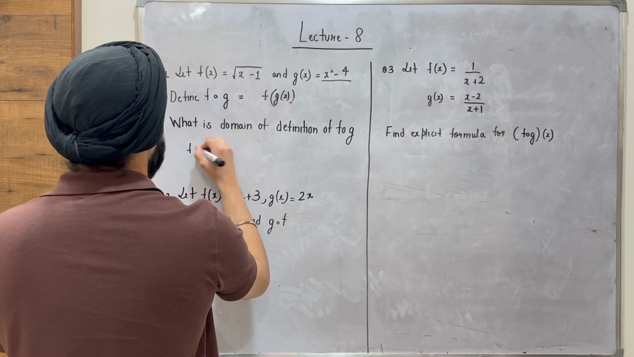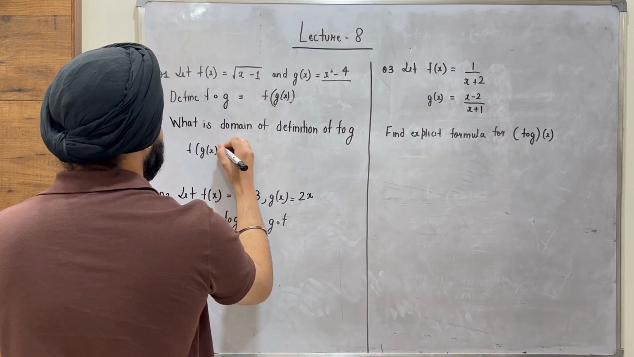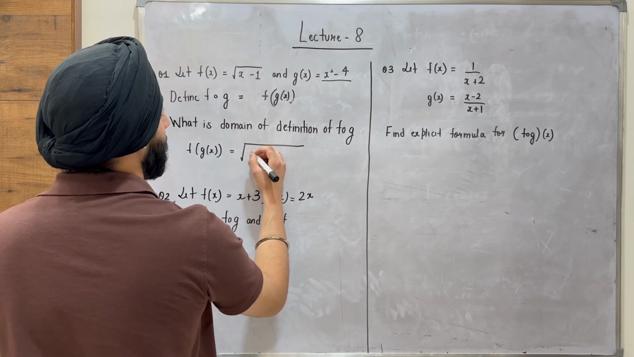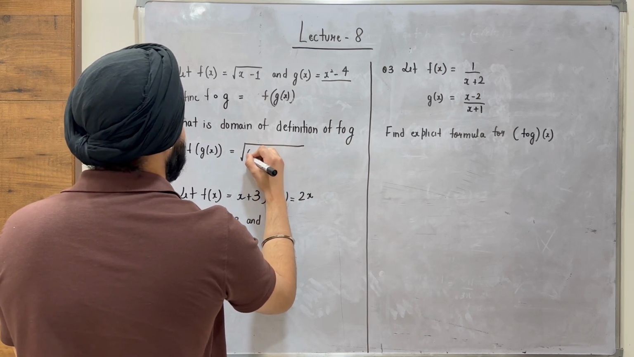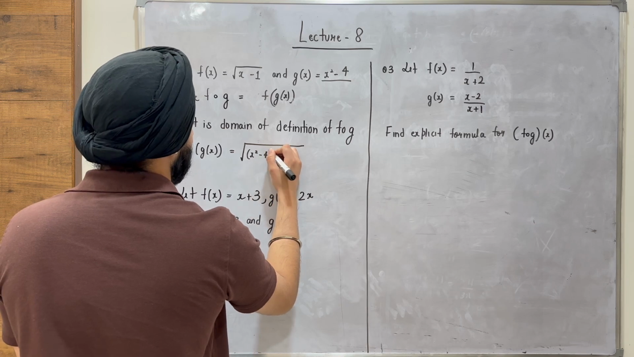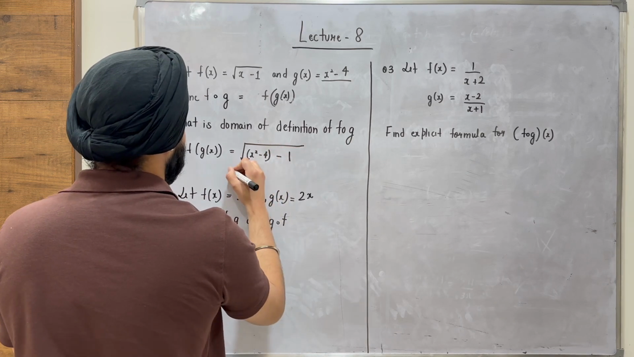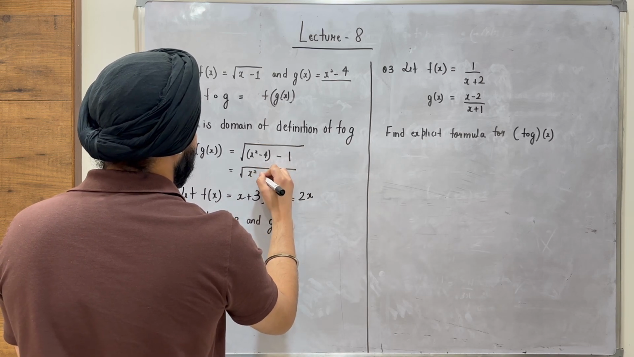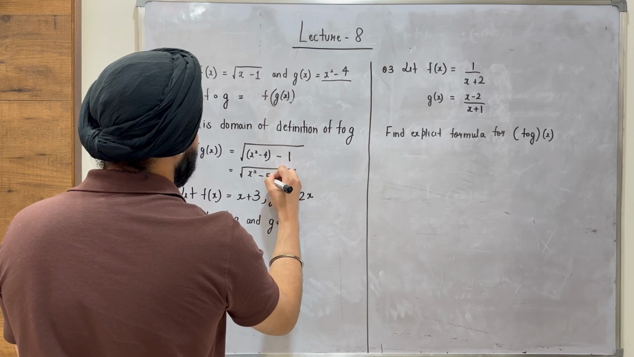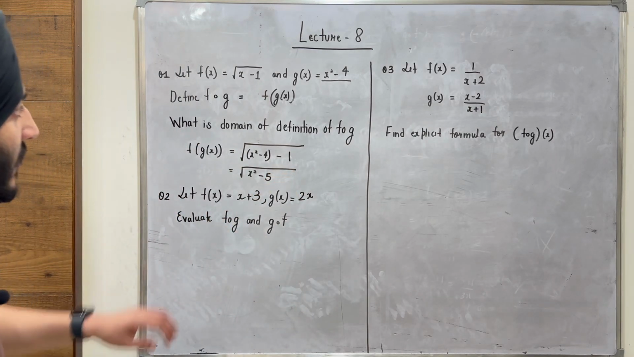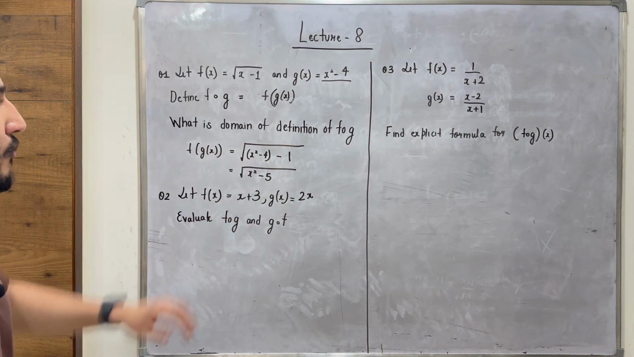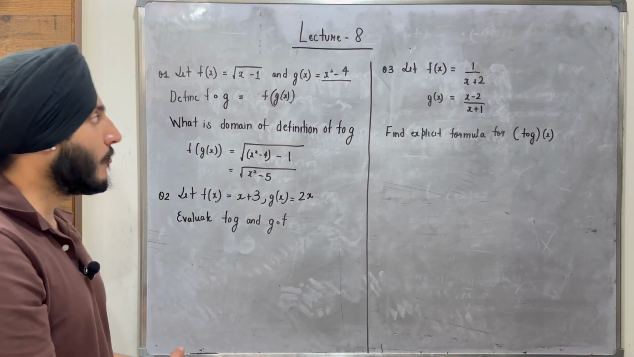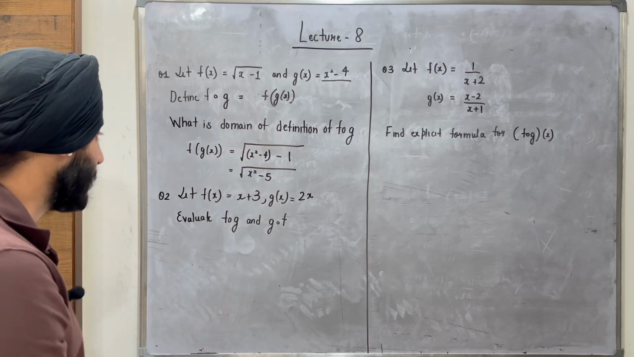So I'm just going to solve the entire question in one line. Inputting the value, I get x square minus 4 minus 1, which is equal to x square minus 5, right? So I hope you were able to find f o g over here. If you're not able to understand the domain of definition, that's totally fine. I'm going to explain how to figure it out, right?